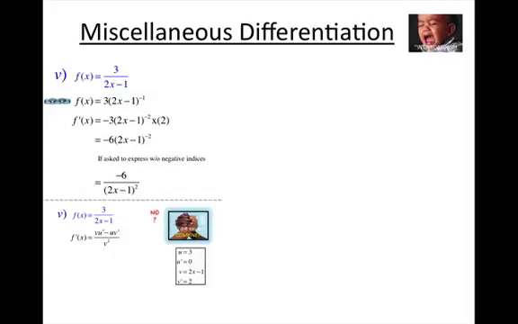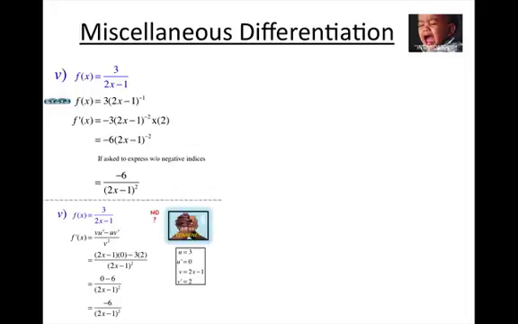I've just done it quickly there. u is 3, so the derivative is 0, and v is 2x minus 1, the derivative is 2. You then sub them into your formula, and you get that. You then tidy it up, which leaves you with minus 6 over (2x minus 1) all squared. Identical answer, two different ways.